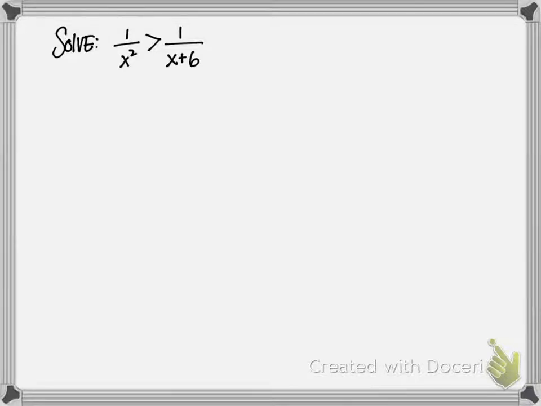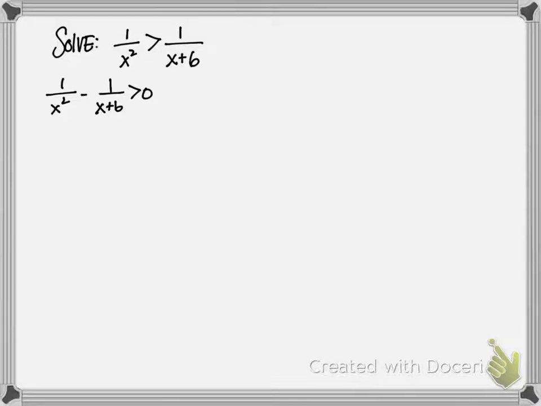Okay, so we have a rational inequality here. We have two fractions on both sides of our inequality sign. The first thing we have to do, just like for polynomials, is we want 0 on one side of our inequality. So I'm going to move everything over to our left side. And then to analyze this, it's much easier if it is one fraction.